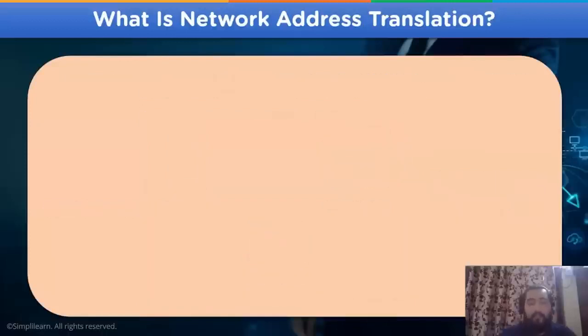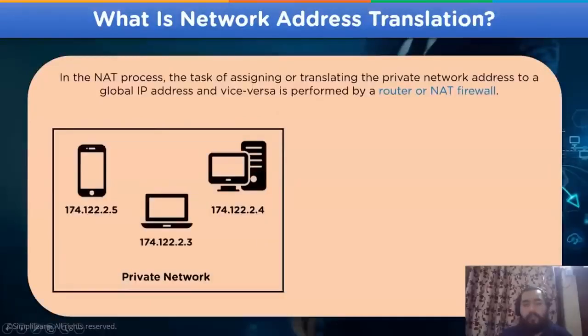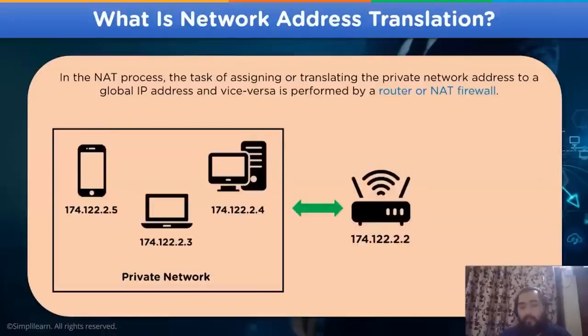Let's move on to some more details regarding network address translation. The task of the NAT process is to translate a private IP address in a network to a globally recognized public IP address and vice versa. That is, the same process begins from a public IP address to a private IP address. This task is performed by a router or a NAT firewall.